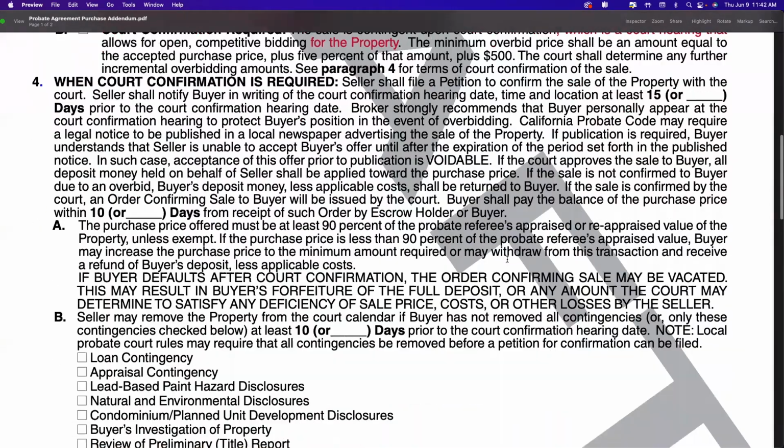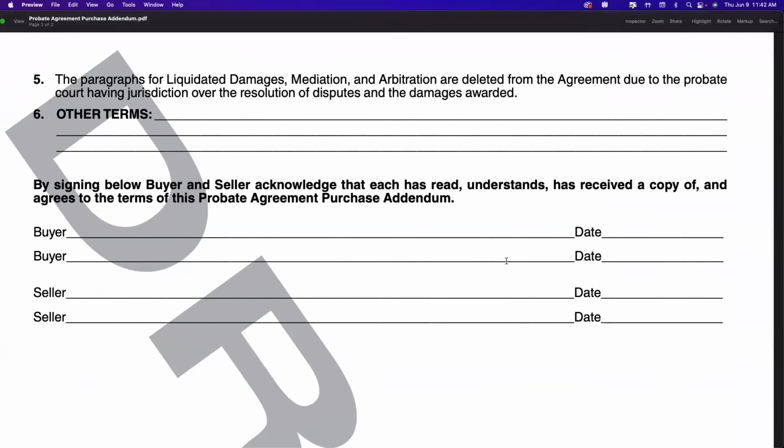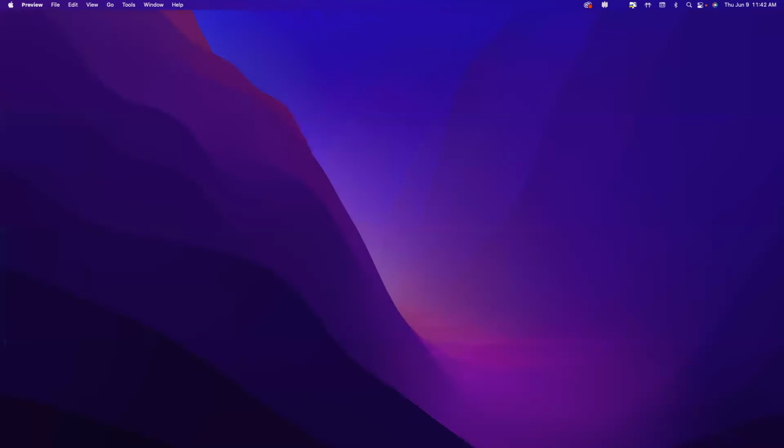Okay. All these things are the same, and that was the only change to that one. So I wanted to show you because, again, it's one of the ones that we use often for probates. And let's see where we have here.